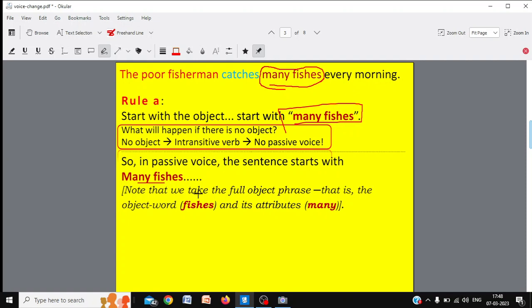And also note that we take the full object phrase, the object word fishes and its attributes, many: articles, determiners, possessives, adjectives, all the attributes, the full object phrase. So we start with many fishes, we start with the object.